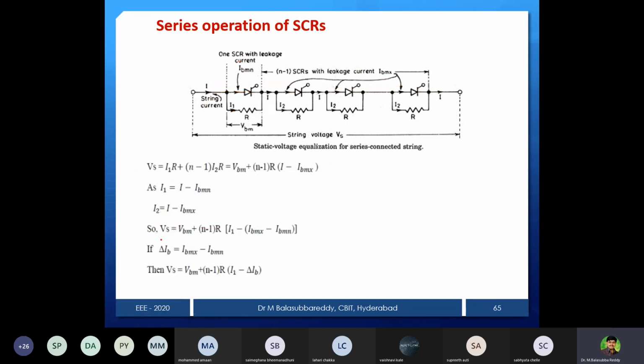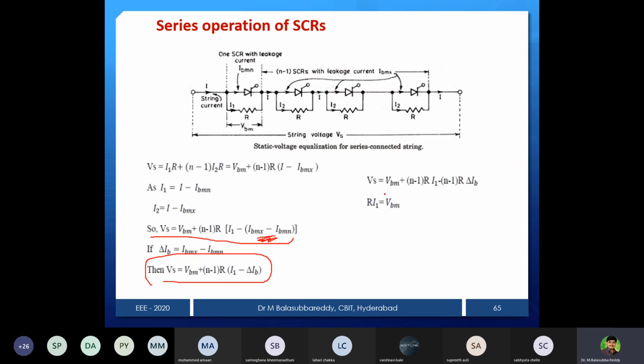You can see this. Now I just replace V_BM plus (n minus 1) into R, then I1 minus IB max. I can write that I1 minus the difference, IB max minus IB minimum. So that I can represent as delta IB, the difference of that. So delta IB is nothing but IB max minus IB min. Then you can simplify this: Vs is equal to V_BM plus (n minus 1) R into I1 minus delta IB.